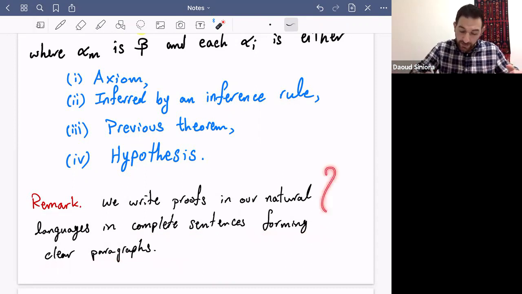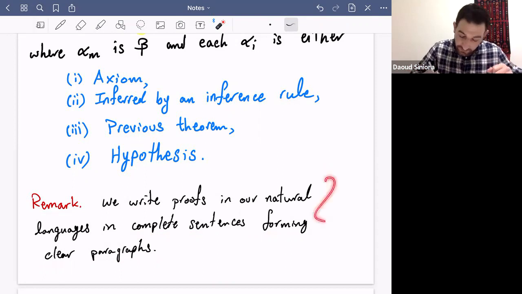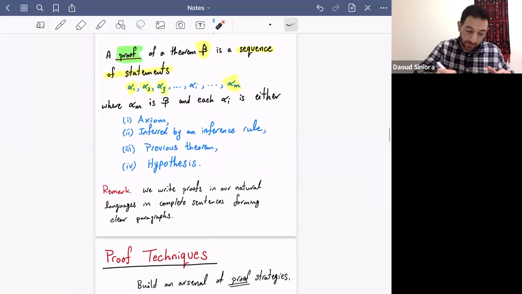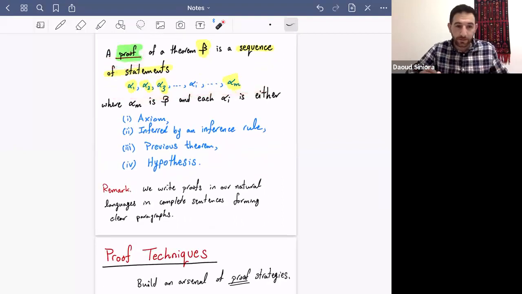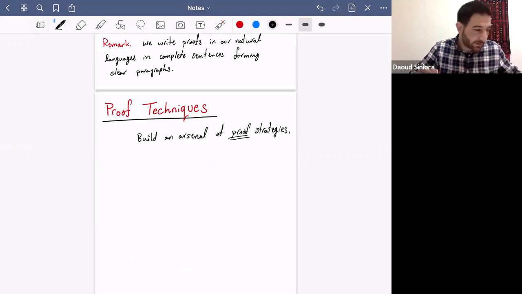So mathematical proofs should be written in clear language, organized in a nice way. In the same way we write literature, here we will write mathematical proofs. So this is the notion of a proof in mathematics. And now we will start learning different techniques of proving theorems. So let's start with the first technique.